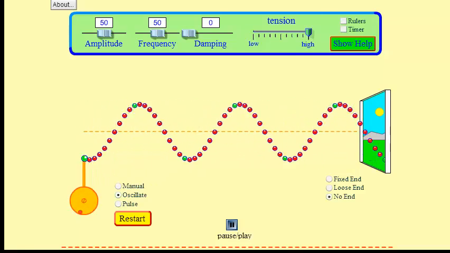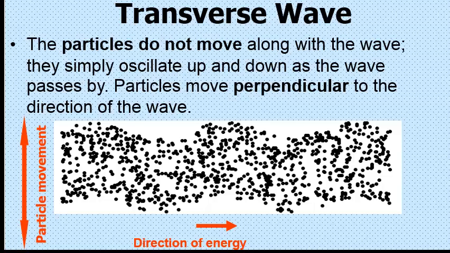And so that is our definition of a transverse wave. The particles aren't moving, the energy is moving. And the energy is moving left and right while the particles move up and down. Now you could flip that, as long as they're both moving in different directions at right angles, perpendicular. That's going to make this a transverse wave.